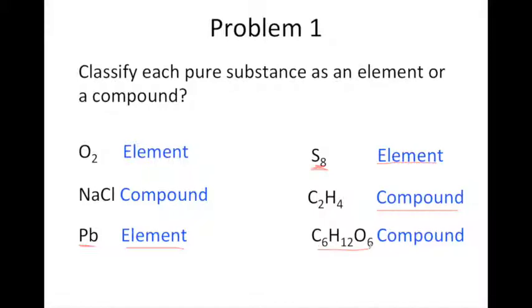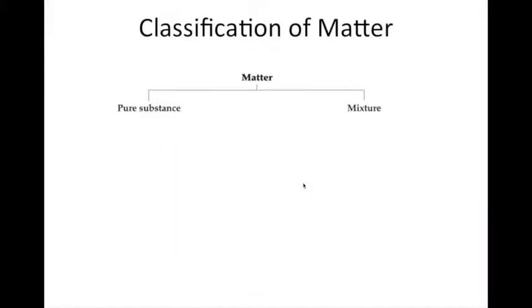C6H12O6, that's the chemical formula for glucose. And we have 6 carbons, 12 hydrogens, and 6 oxygens all bonded together to form a compound. So all of these are pure substances, but some are elements and some are compounds.